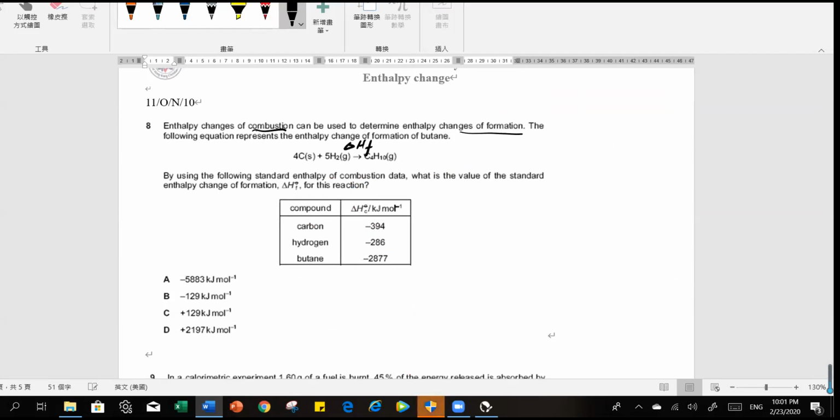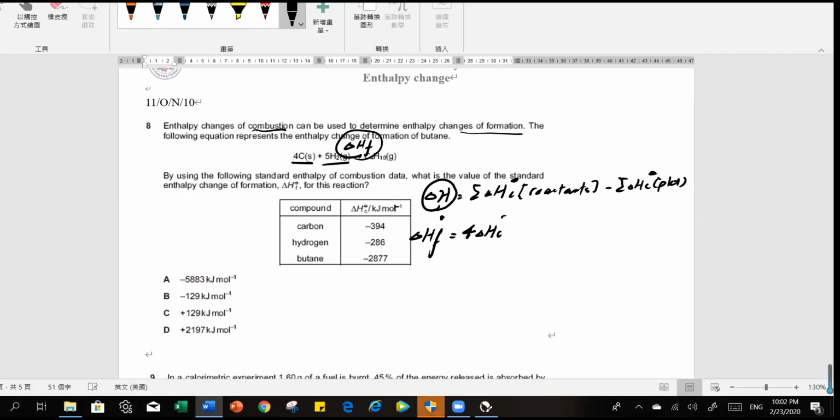Now, if you remember, we have an equation. If all the combustion values are given, then delta H will be equal to the combustion of reactants minus the combustion of products, right? If formation values are given, then it will be the other way around. It will be product minus reactant. So basically, right now, your delta H is delta HF, which will be equal to the combustion of reactants, this one and this one.